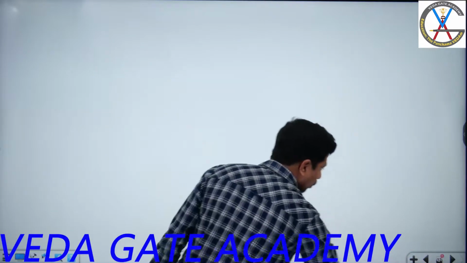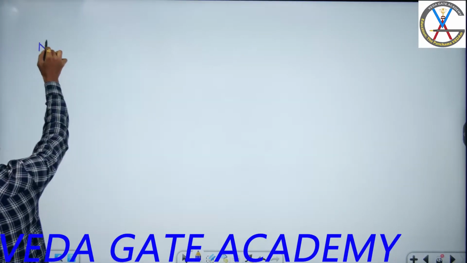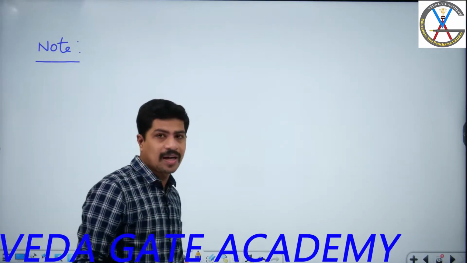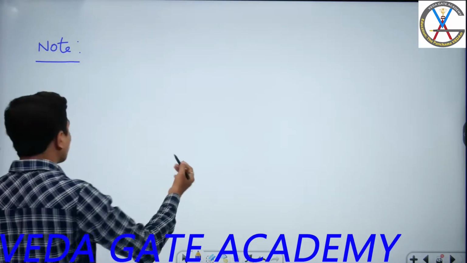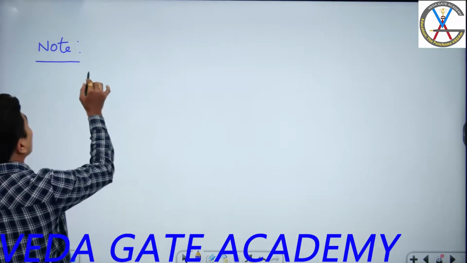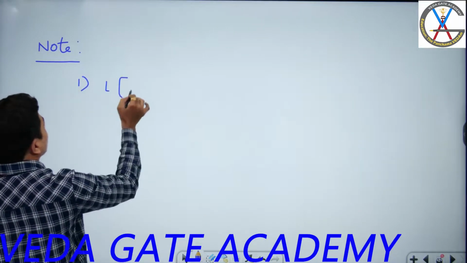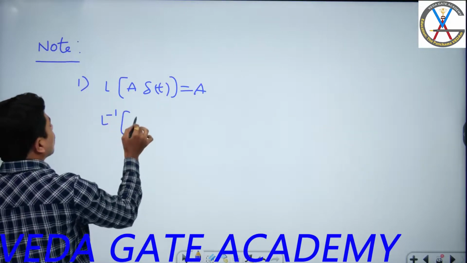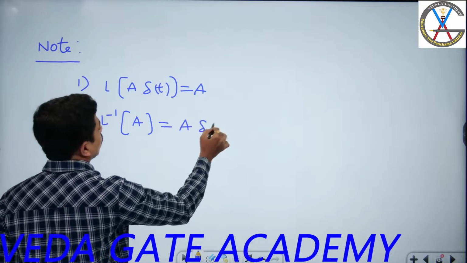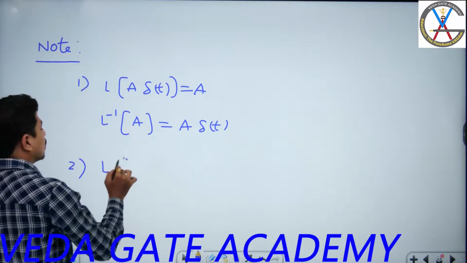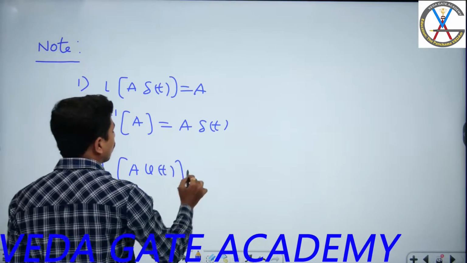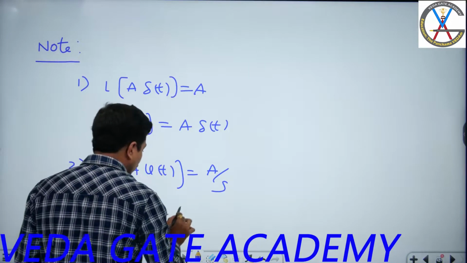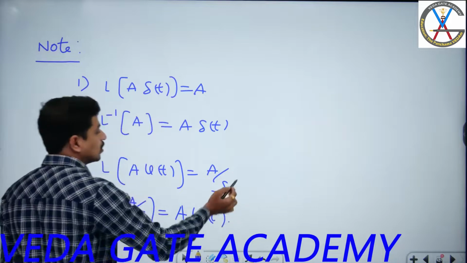Just list out the note points. You have to write and remember. I am not asking you to remember directly. We proved it, so you have the proof. If you forget, you can get it by using the calculations. The first one is Laplace transform of a del of t is equal to a, and inverse Laplace transform of a is equal to a del of t. Second one is Laplace transform of a into u of t is equal to a by s, and inverse Laplace transform of a by s is equal to a into u of t. Vice versa.